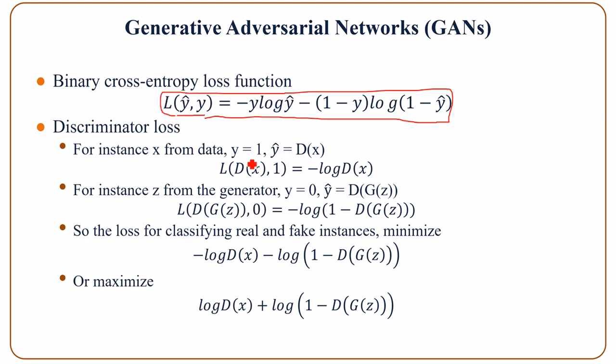Now let's look at the discriminator loss. For an instance x from the real data, the target is 1. And the estimated value of the target is D(x), where D is the discriminator, taking x as the input. Replacing this in here, we can see that the second term is gone. The term left is just this. And that's what we see here.